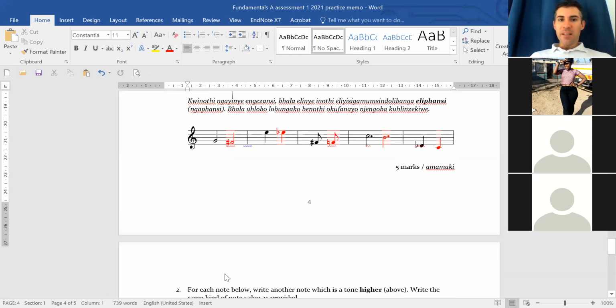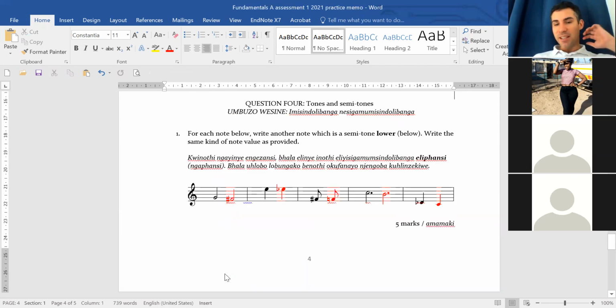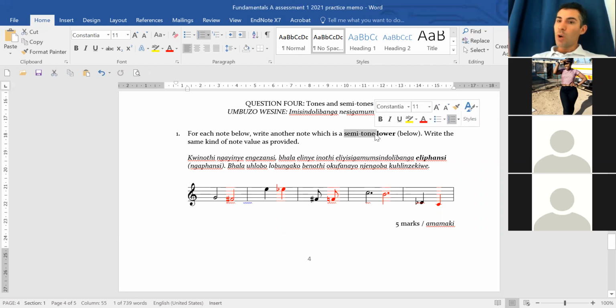Now, here we are at this question about tones and semitones. And now I'm going to show it to you with that keyboard. So it says, for each note below, write another note which is a semitone lower. So we're going down. And we're also working with semitones. With semitones, is it one step or two steps? One step, correct.